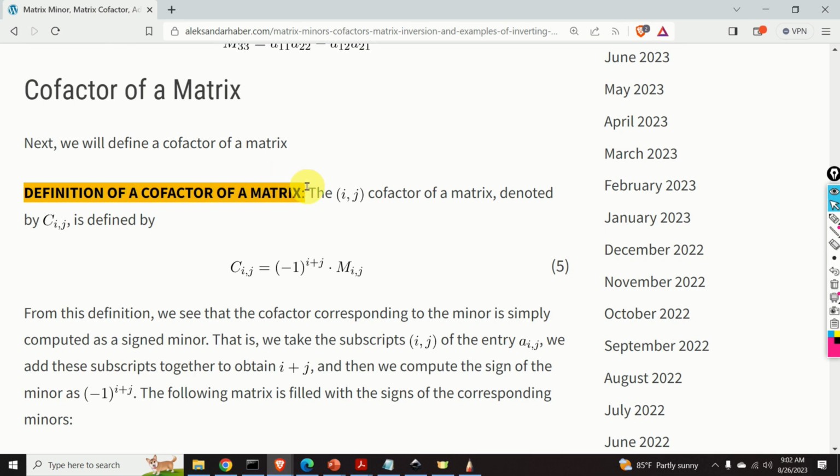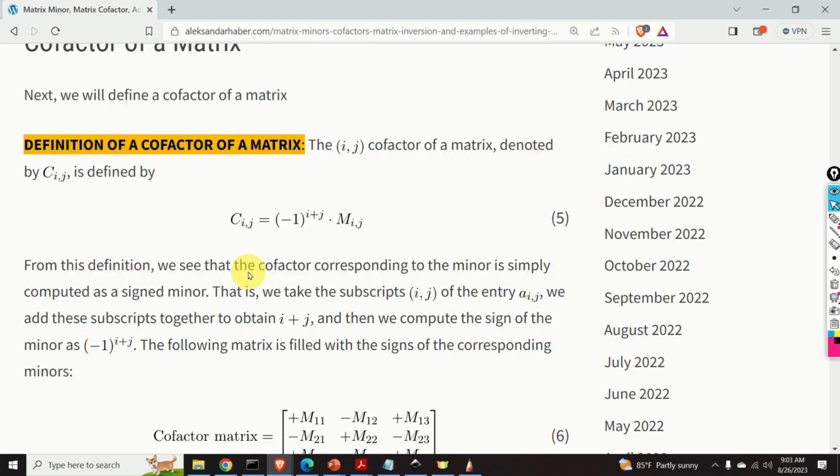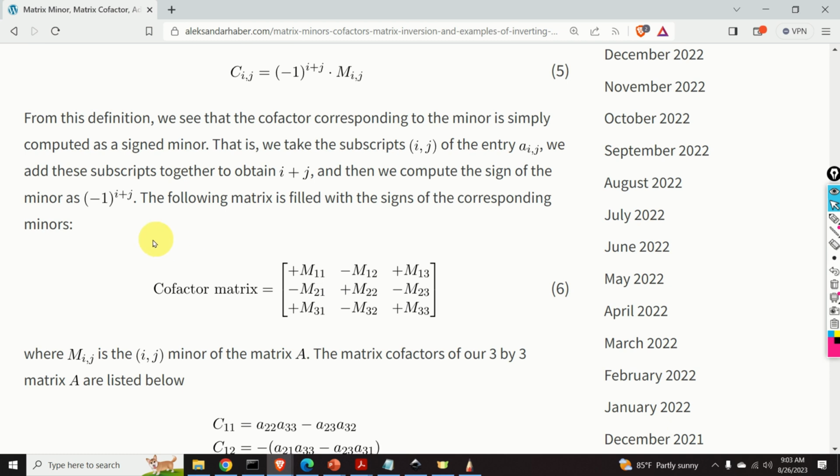Next, let us define a cofactor of a matrix. Here's the definition. The ij cofactor of a matrix, denoted by C with the index ij, is defined by this equation. What happens over here? We take the corresponding minor and we multiply it by this term over here. This term will give the sign to our minor, and in that way we will define the cofactor. The cofactor matrix is actually determined like this. We compute the minors M11, M12, M13 until M33, and we simply add the sign to these minors.